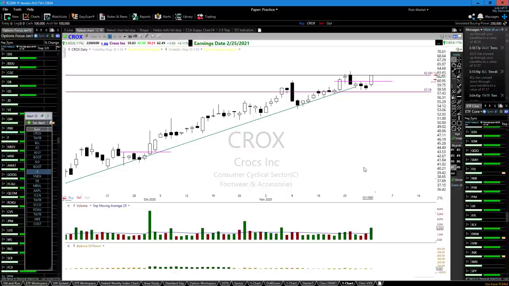Simple math, Emily. If Rick wants to risk $100 on the trade, looking at this trade, how is he going to trade this? Well, he could maybe trade 10 shares or something like that and make this trade work. He could do it with a smaller trade.